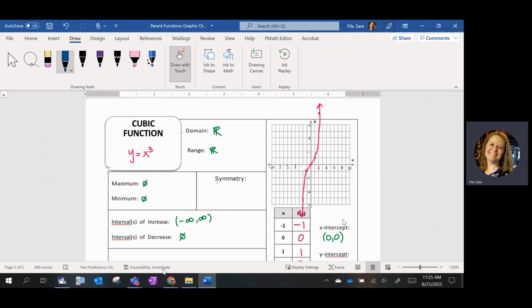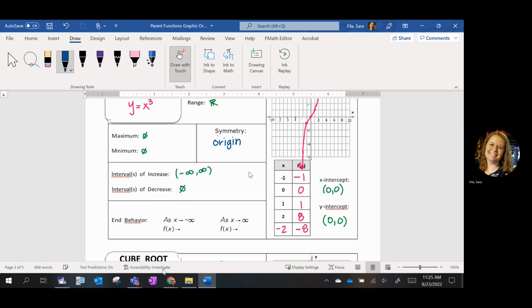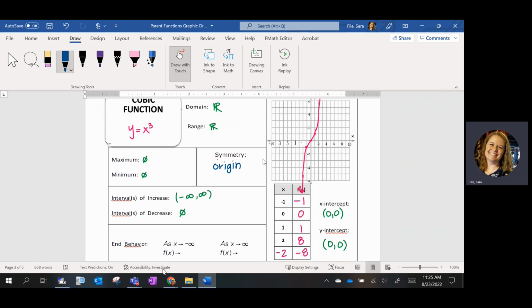All right, cube root, any symmetry? Symmetric about the origin. Okay, end behavior. This is the one, I think it got flipped with the square root one on your printed version. It's correct here on mine. It should be negative infinity. I believe on the printed one, it has the 0 there. So please fix that to be negative infinity.